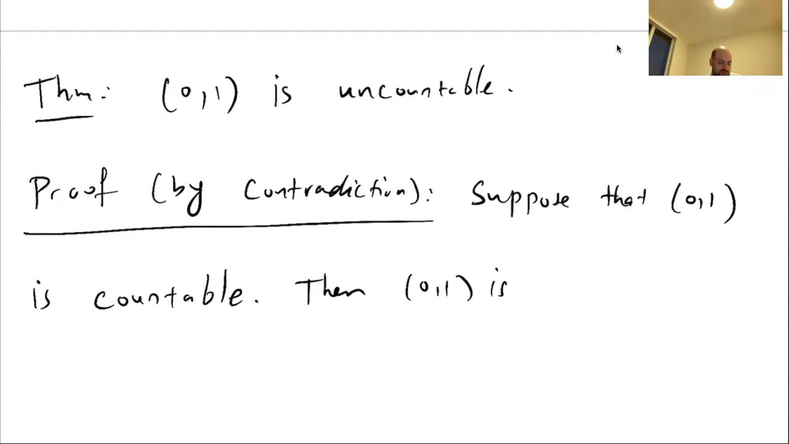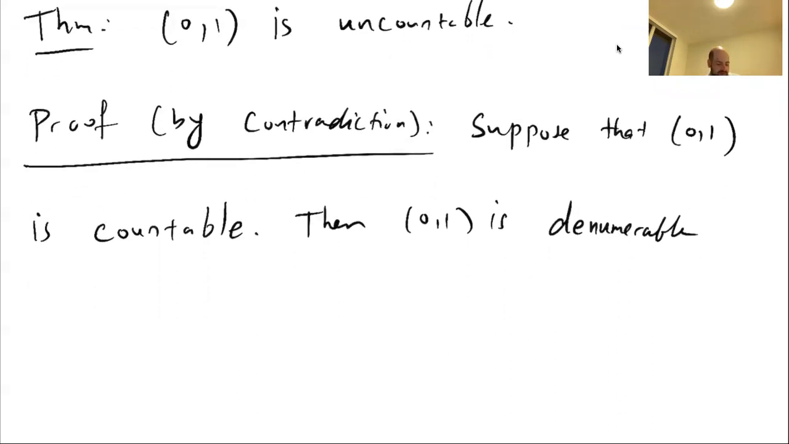And what was the important feature of denumerable sets? The important feature of denumerable sets was that we can list the elements. We can list the elements as the first element, second element, third element, and so on. And hence, its elements can be listed.